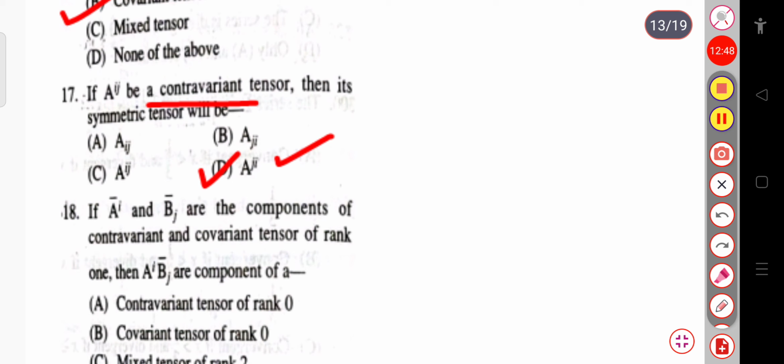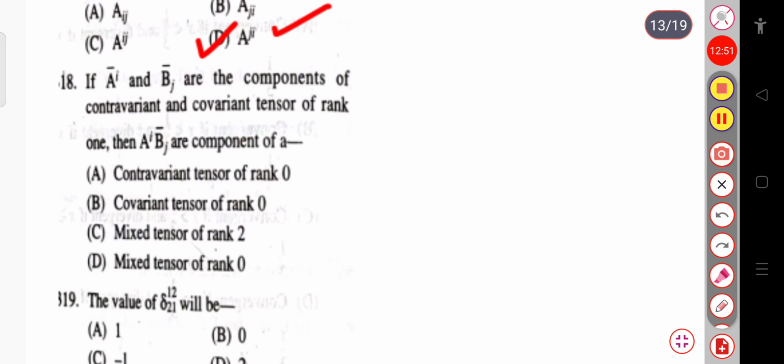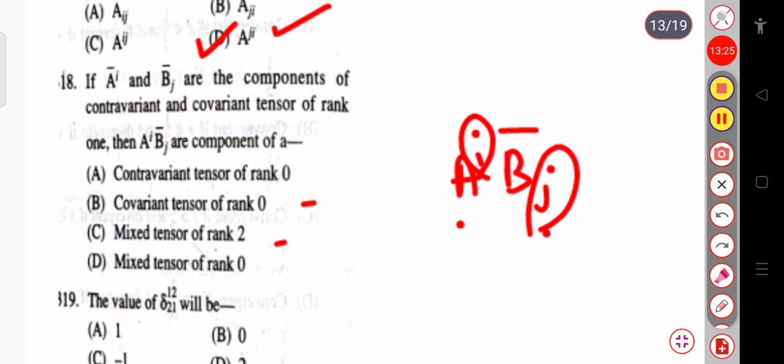Now the next question, if Ai bar and Bj bar are the components of the contravariant and the covariant tensor of rank 1, then Ai Bj bar are the components of a contravariant tensor of rank 0 or covariant tensor of rank 0 or mixed tensor of rank 2 or mixed tensor of rank 0. Since here this Ai into Bj bar is written, one is your contravariant and another one is your covariant. So simply this one is your mixed tensor, and here 1 and here also 1. So these are 2, that is your rank 2. So this is the mixed tensor of rank 2.